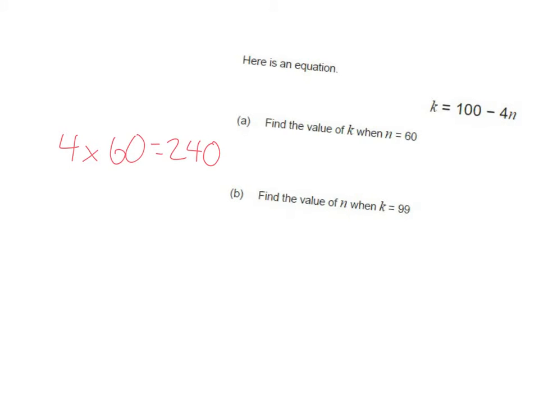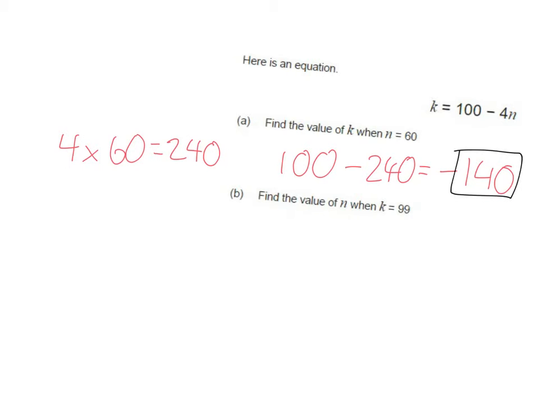And what we're looking at here is 100 take away 240. I'm subtracting more value than I started with, so I'm going to end up with a negative number. 100 take away 240 is minus 140. There you go. k is minus 140. Let's move on.